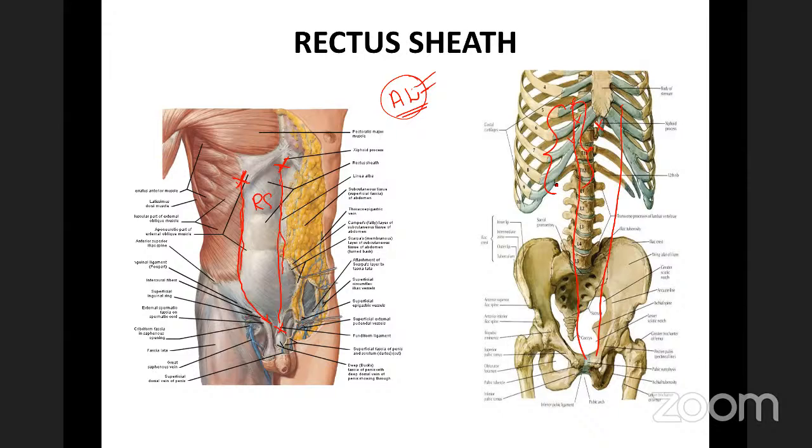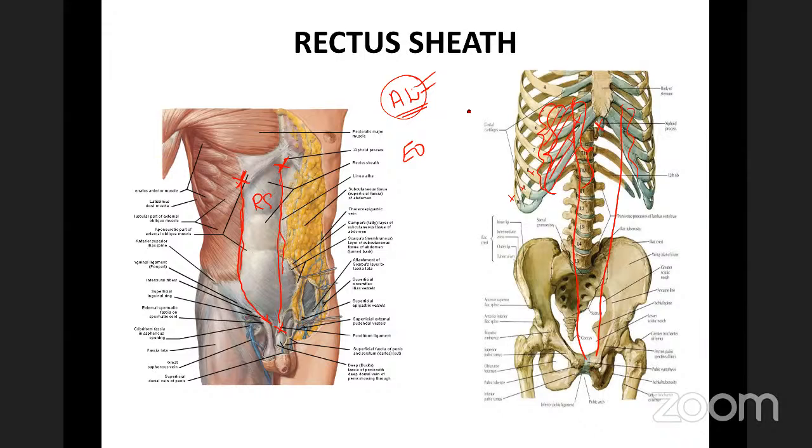We discussed that the external oblique muscle arises from the lower 8 ribs, right? And the internal oblique muscle's insertion was to the lower 3 ribs. So this high, the internal oblique muscle cannot reach, right? So the rectus abdominis is covered above the costal cartilage only by the external oblique muscle. I will show you here.